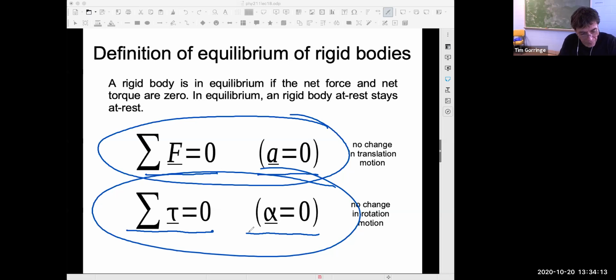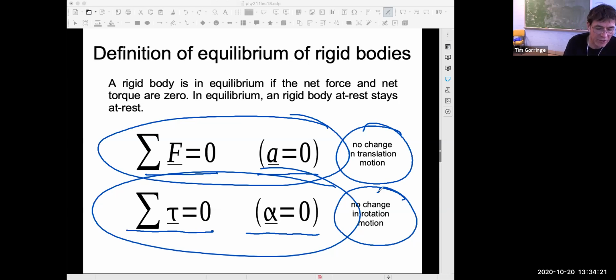And so equilibrium of rigid bodies means 2 things. That the sum of the forces add up to 0, which won't change the translational motion because there's no acceleration. The sum of the torques add up to 0. There won't be any angular acceleration. There'll be no change in rotational motion. And that's what we mean by equilibrium for rigid bodies.